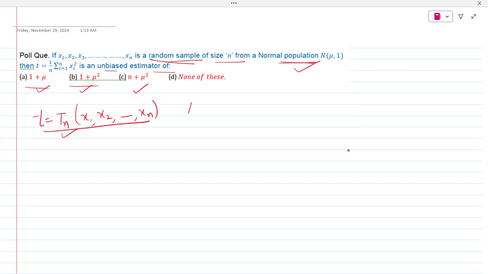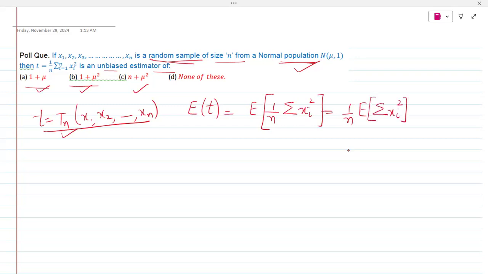I will start from the expected value of this t. So this is expected value of 1 by n summation xi square. And now this is 1 by n expected value of summation xi square, which is 1 by n summation expectation of xi square.